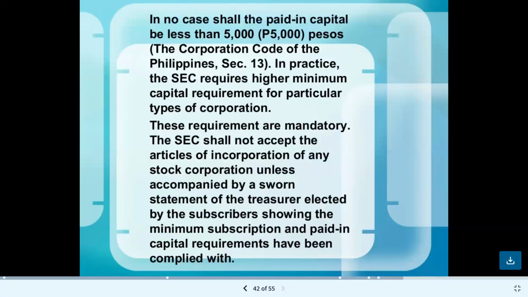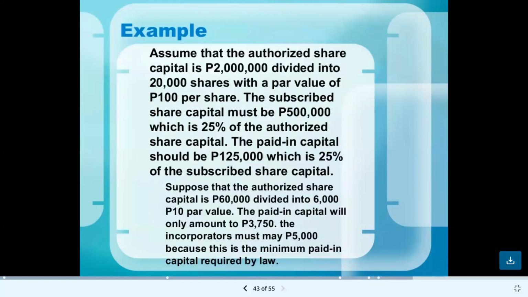Let's continue. So you have here an explanation that in no case shall the paid-up capital be less than 5,000 pesos. So take note that the requirement is mandatory. To explain it further, we have here an example. Suppose that a particular corporation will have an authorized share capital of 2 million divided into 20,000 shares with a par value of 100 per share.